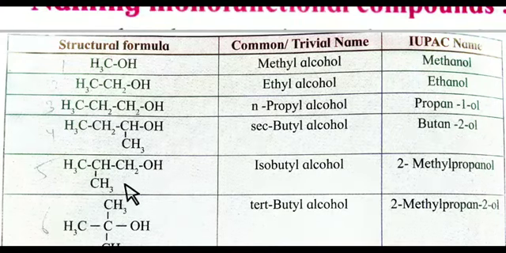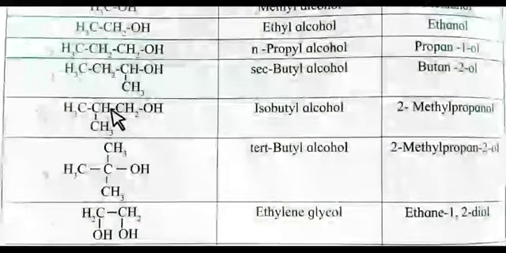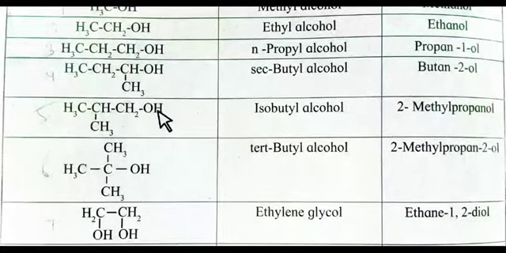See here, the branch of a methyl group is there. That's why it is isobutyl alcohol. Next, one branch is there. If one branch is there, it means that it is an iso or secondary group. If no branch is there, it means that it is normal.